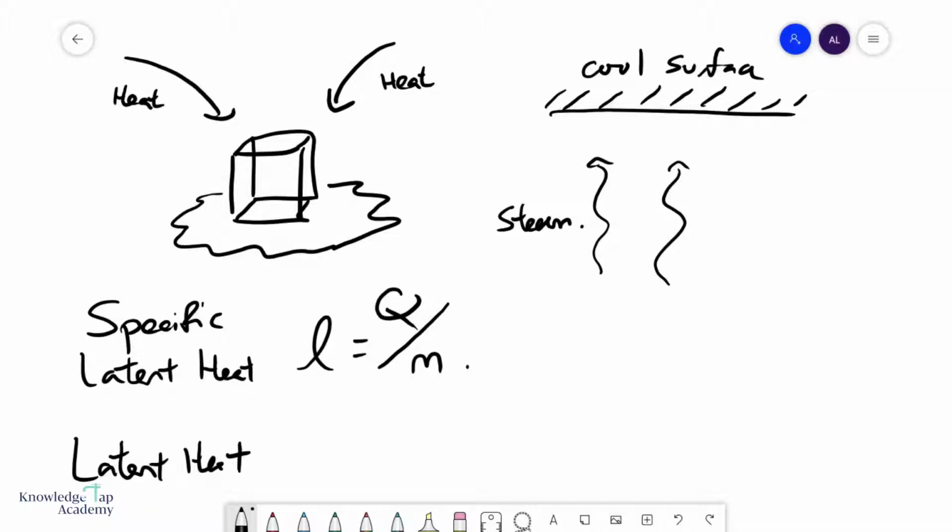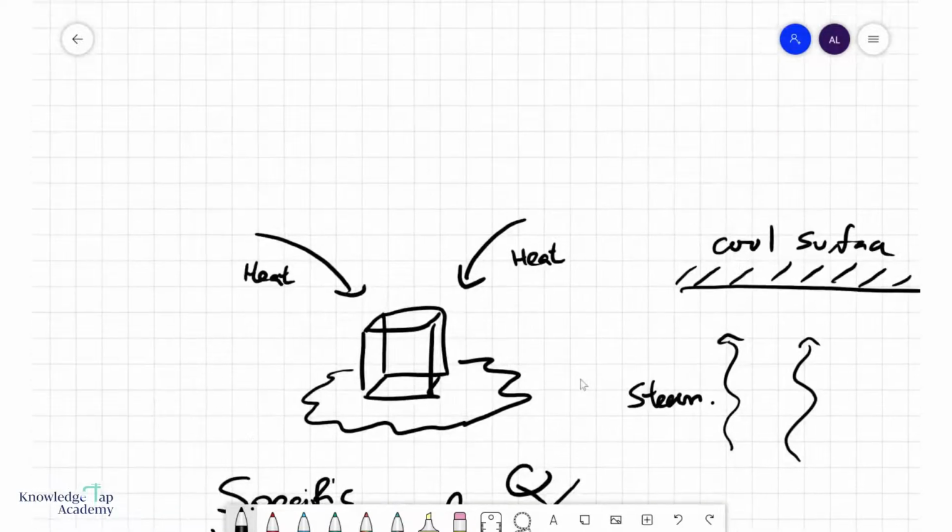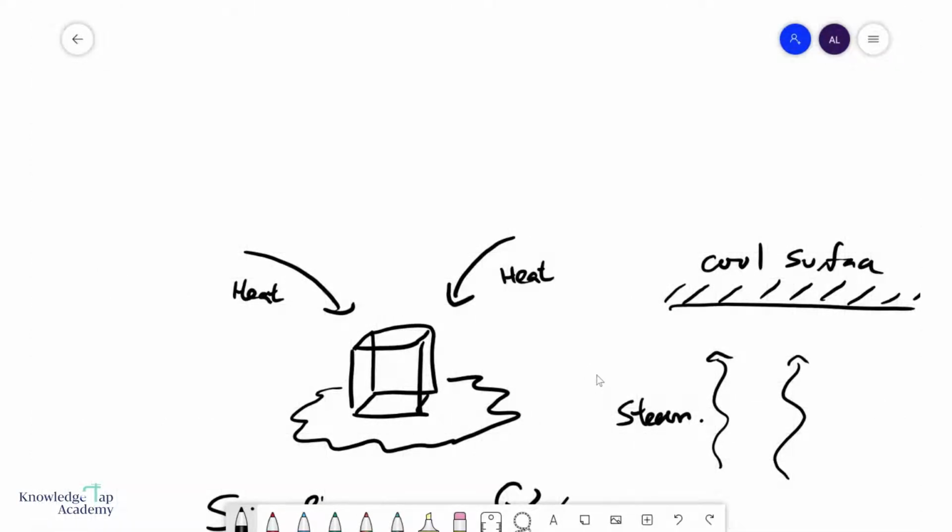And the latent heat, of course, big L, is just the amount of heat gained or lost to change the state of an entire substance or object. So let's study this simple idea of ice gaining heat.